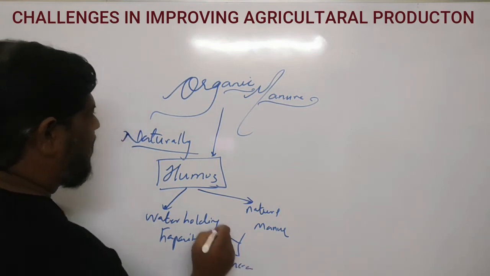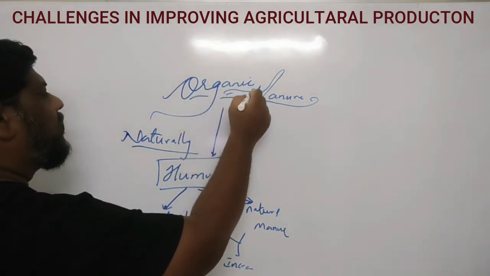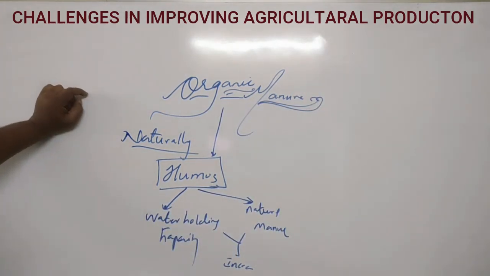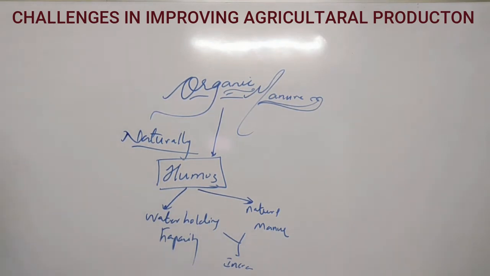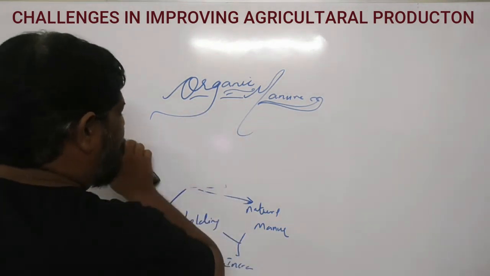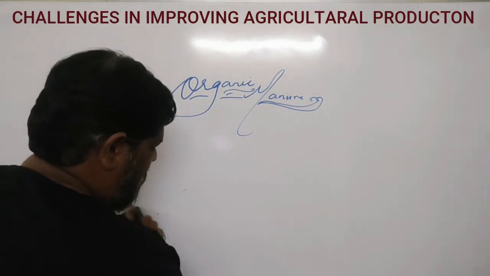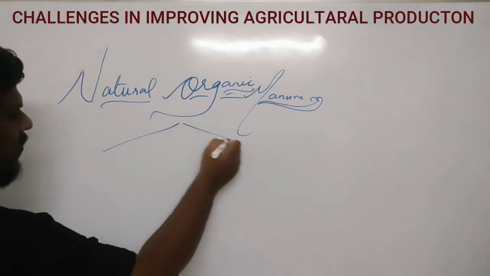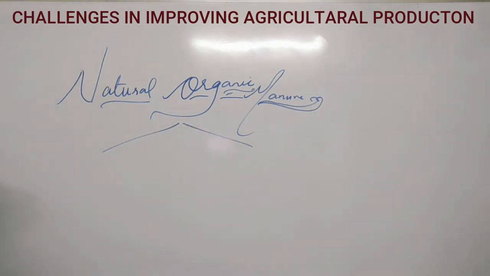So that is the reason why we have to use only the organic manure rather than the artificial manure. So when you talk about the natural organic manures, they can be divided into two types. Okay children, the first one is the concentrated organic manure and the second is the macro organic manure.